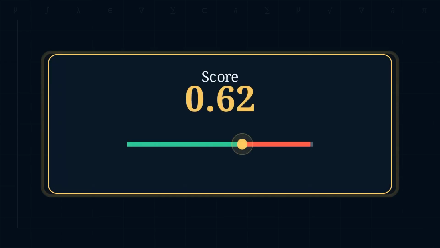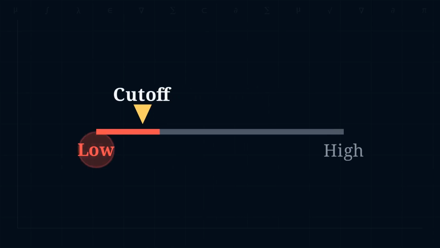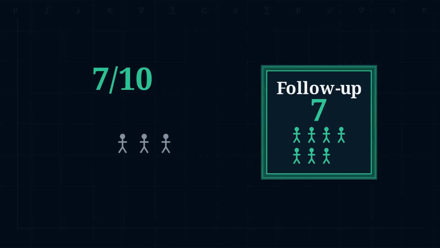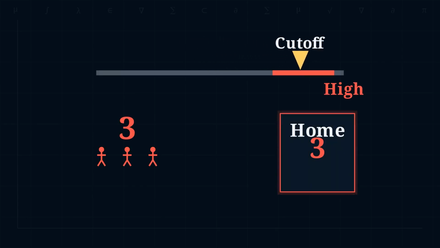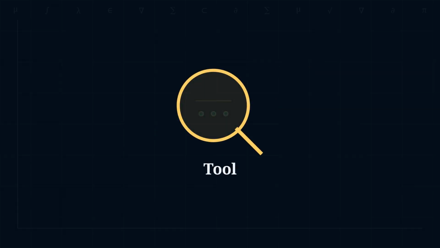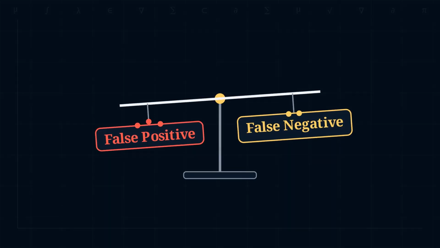Think of a medical screening tool that outputs a risk score. You set a cutoff on that score. Set it too low, and you send healthy people for needless follow-ups. Set it too high, and you send sick people home undiagnosed. The tool has not changed. Your cutoff decides which mistake you prefer to see more of.